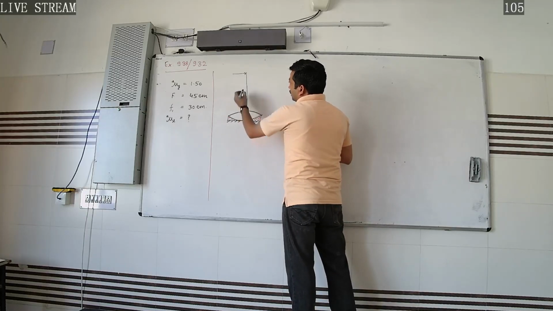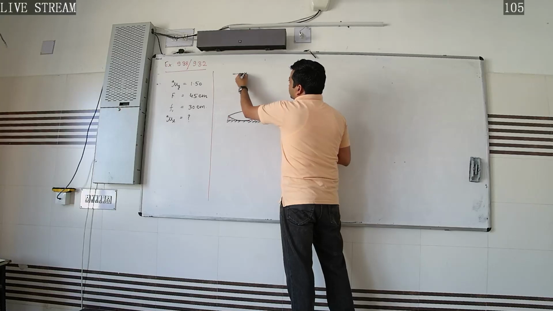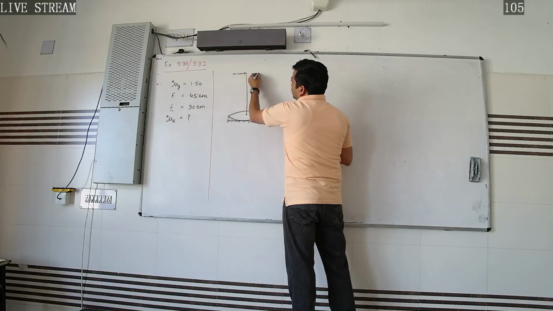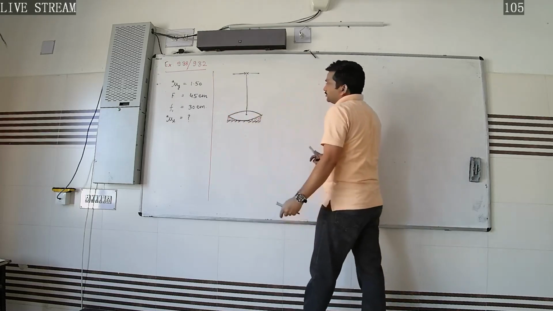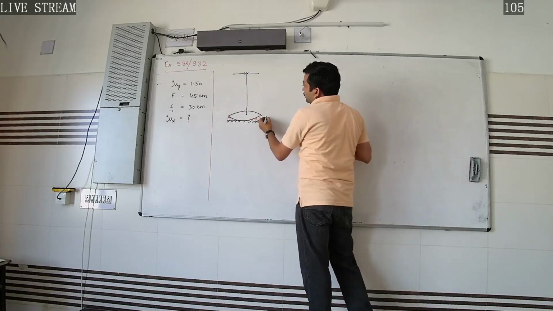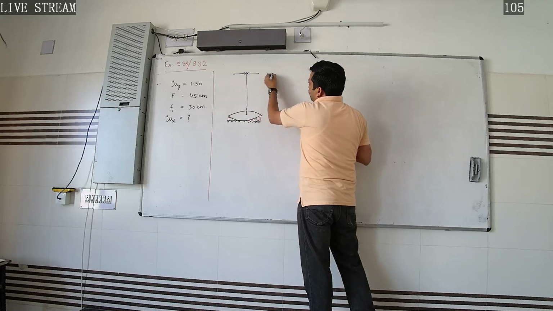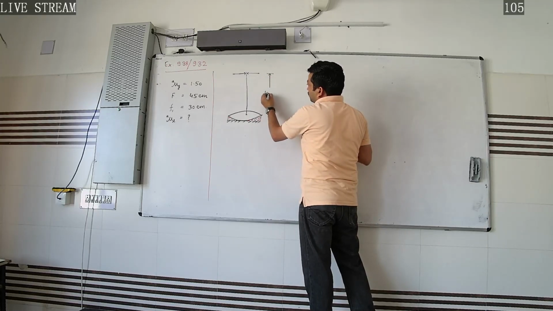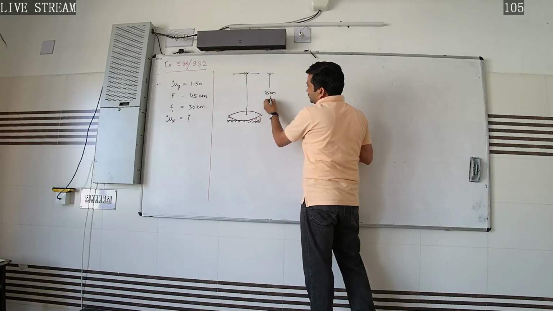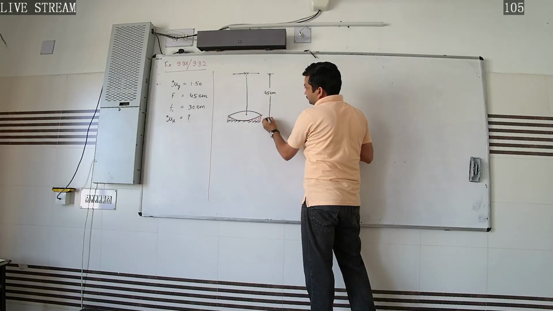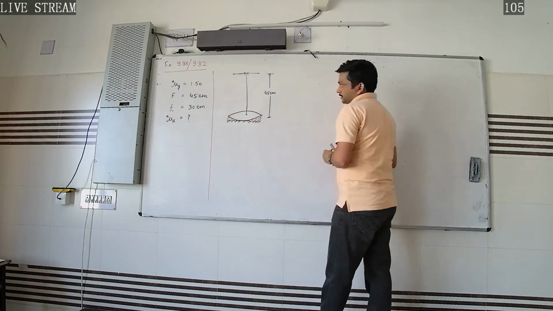First of all, our needle is clamped over the stand and the parallax is removed, which means the tip of the needle joins with its image. So this distance is found to be 45 centimeter, like that. This is the first case.